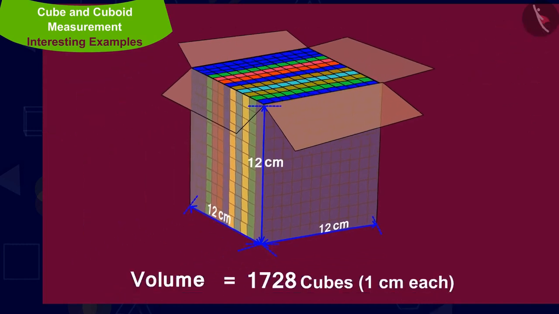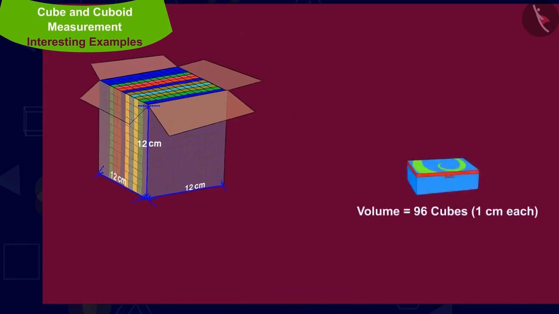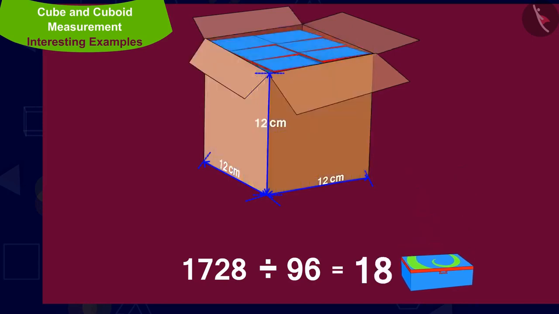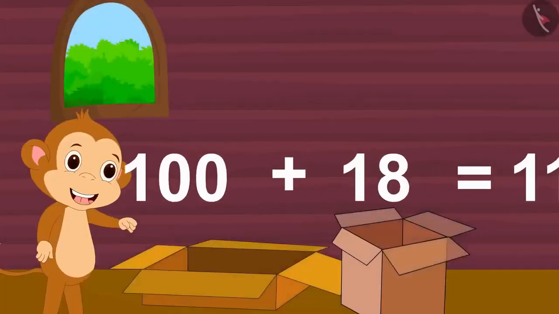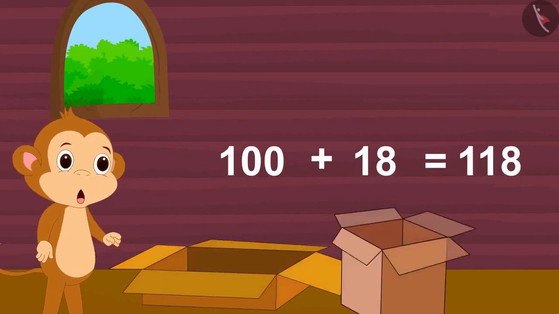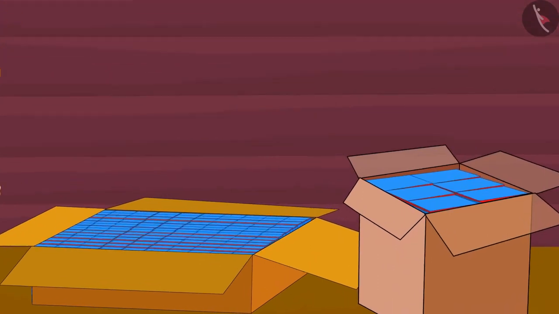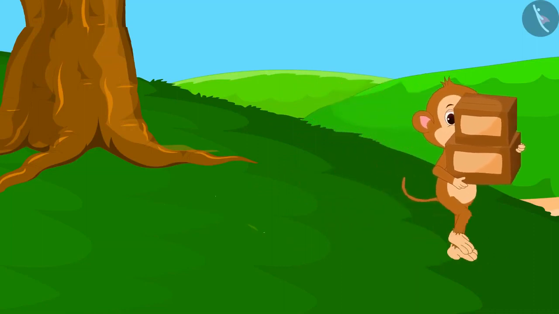In other words, the volume of this cube-shaped box is equal to 1728 centimeter cubes. The volume of a compass box is equal to 96 centimeter cubes. So, 1728 divided by 96, 18 compass boxes can be placed in this cube-shaped box. I can take a total of 118 compass boxes to sell in my shop by filling both these boxes. Babban filled 118 compass boxes in those boxes and began walking towards the village.